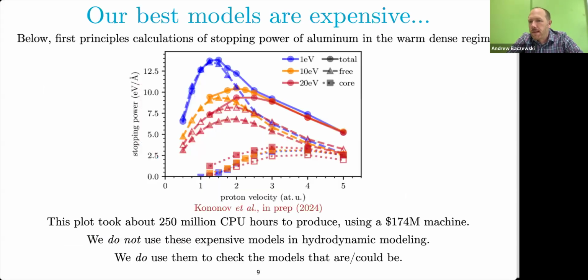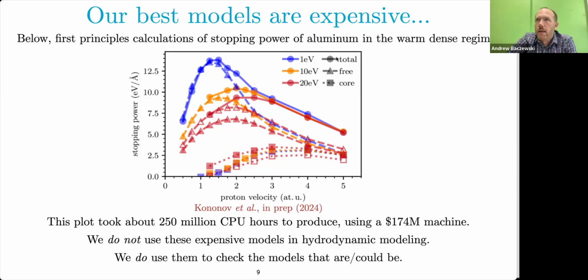Which is to say that our very best theoretical models for stopping power based off of this sort of first principles simulation approach are quite expensive to run. On this slide, I have a chart that shows a stopping power curve. Again, this is that force as a function of the velocity of a proton in warm, dense aluminum at a couple of different temperatures from 1 electron volt to 20 electron volts. Of course, an electron volt in units of Kelvin is about 11,800 some odd Kelvin. So this is quite hot.